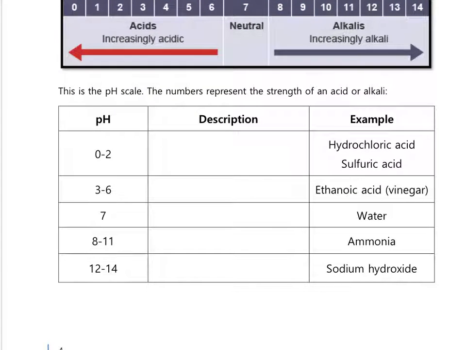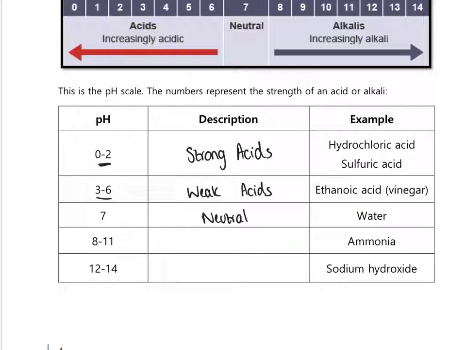So we have different intervals that we separate our acids and alkalis into depending on their strength, and you do need to know these intervals. What I mean by that is that 0 to 2 are your strong acids, 3 to 6 are then your weak acids because we are approaching neutral, which is 7, so 7 is neutral.